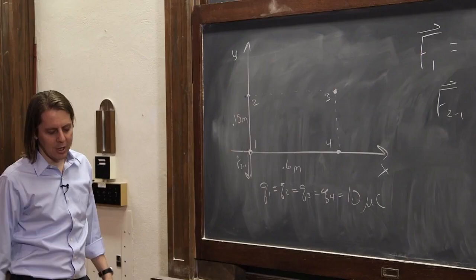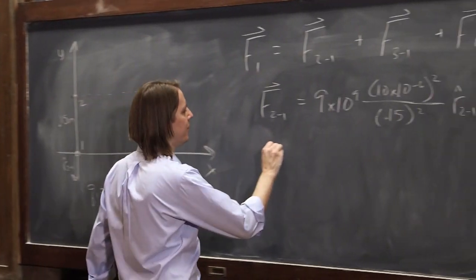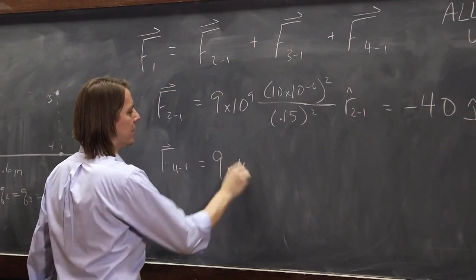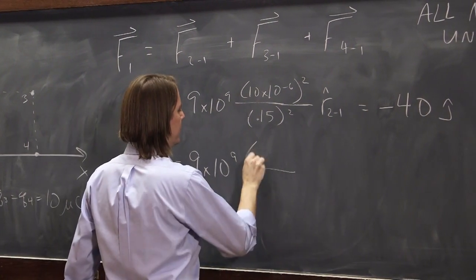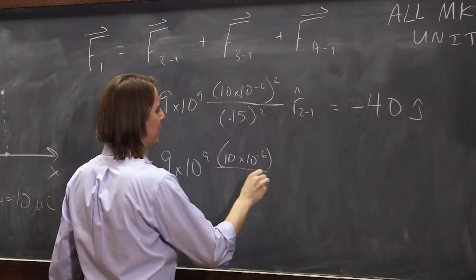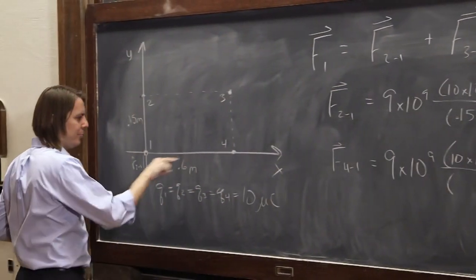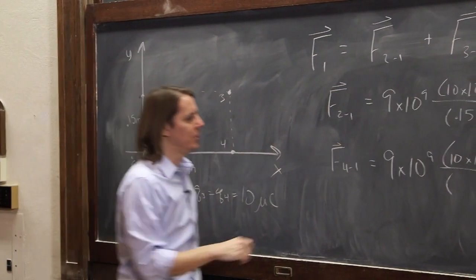So it's a little bit of inspection, just looking at it and thinking about which way everything points. We can also do, very similar, F41 equals 9 times 10 to the 9 times 10 times 10 to the minus 6, that's 10 microcoulombs squared, over the separation for this one, which is 0.6, 4 to 1, 0.6 meters squared.